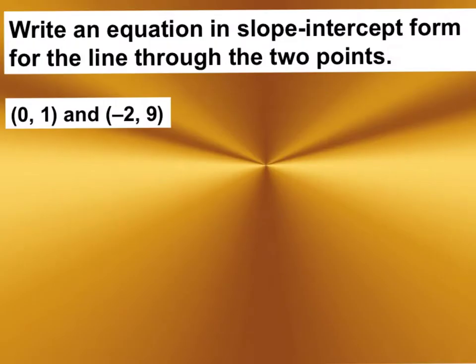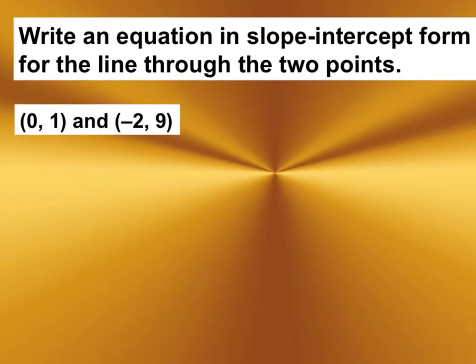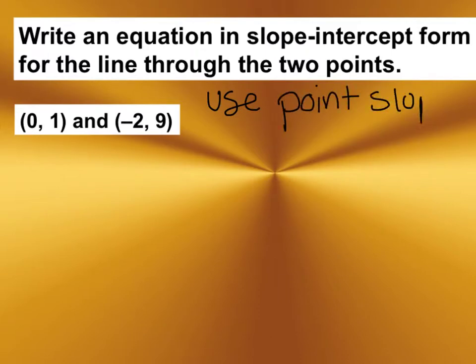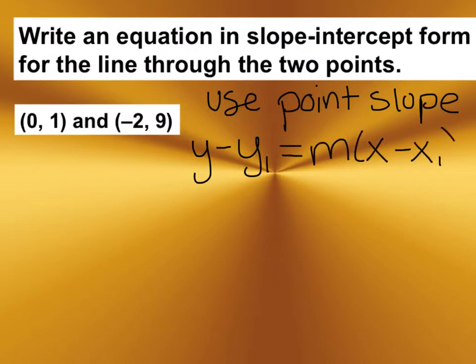So this example is a type of question you might see on a test or quiz or on an assignment. We are going to write an equation in slope-intercept form for the line through the 2 points that they're giving us here, which is (0,1) and (-2,9). Remember, we're going to have to use point slope to do this. And you should have that written in your notes, but if you forgot, I'll write it down for you. And this is a formula you're going to have to memorize. y minus y1 equals m multiplied by x minus x1.